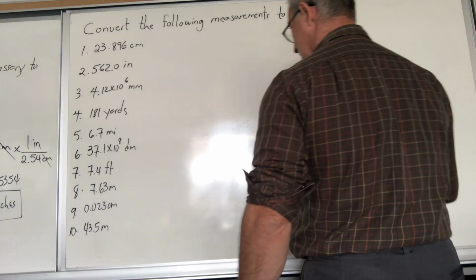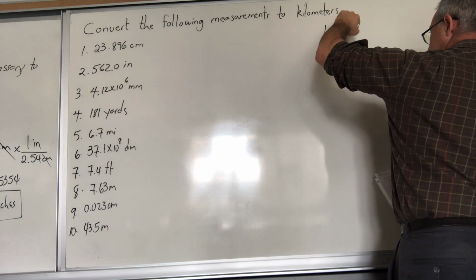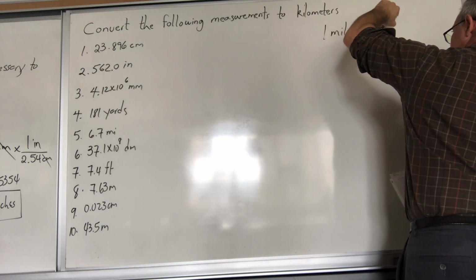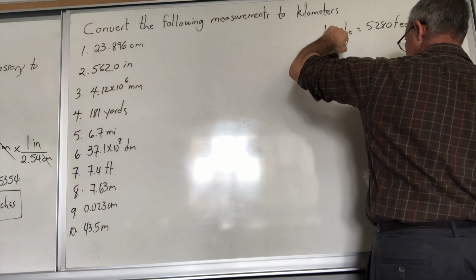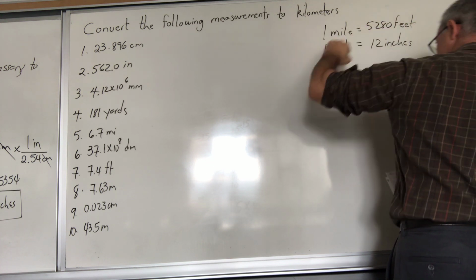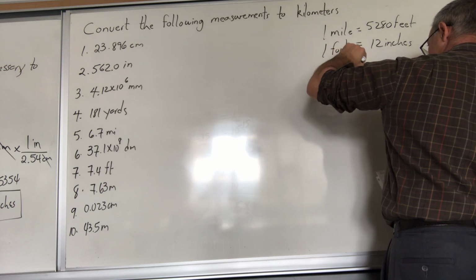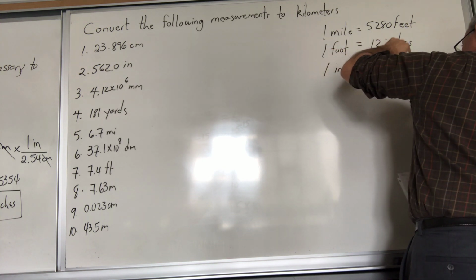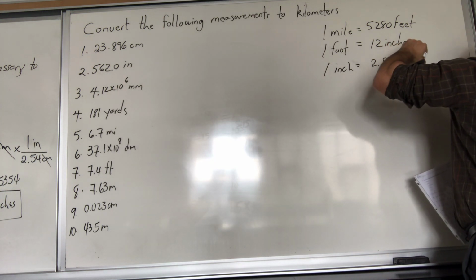Some of the conversions you're gonna need. First of all, 1 mile equals 5,280 feet. 1 foot equals 12 inches. 1 inch equals 2.54 centimeters. I'll write the whole word, centimeters.